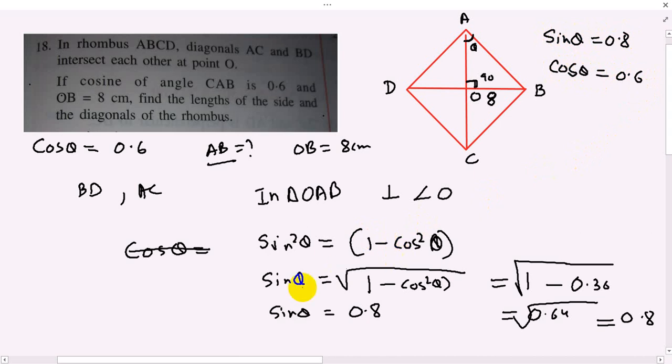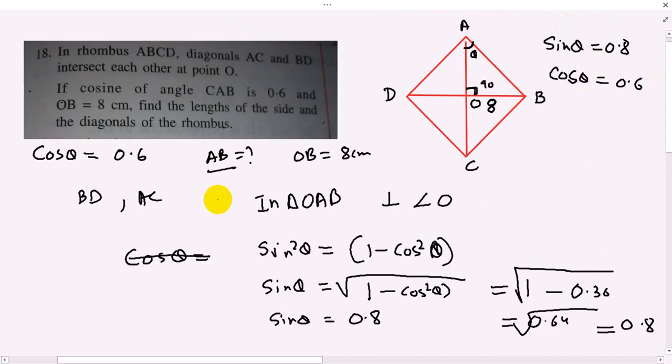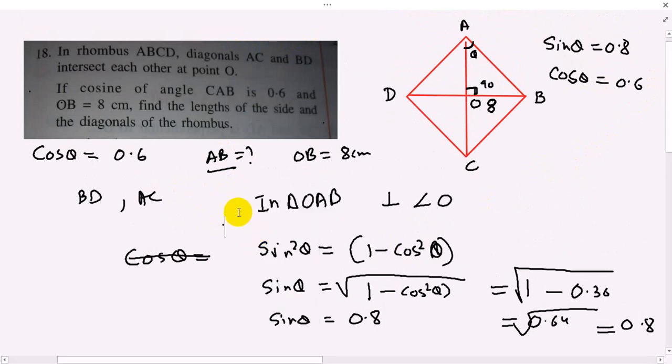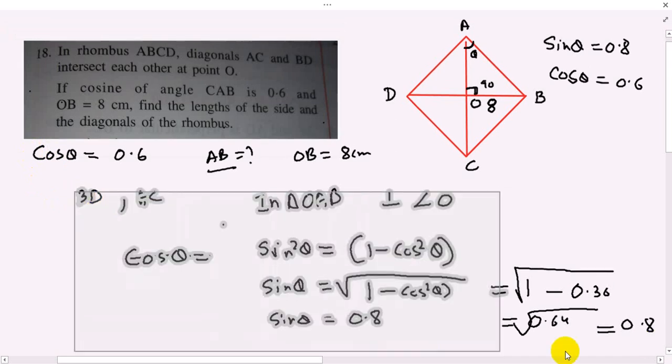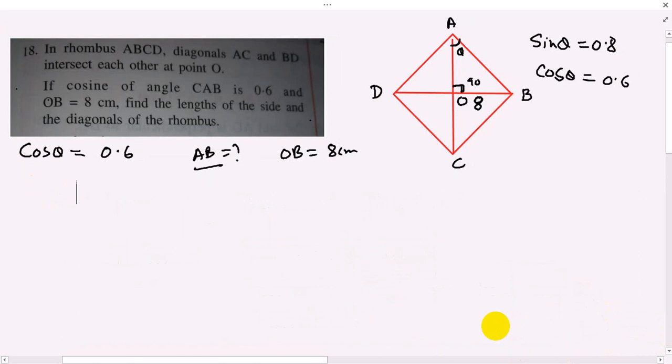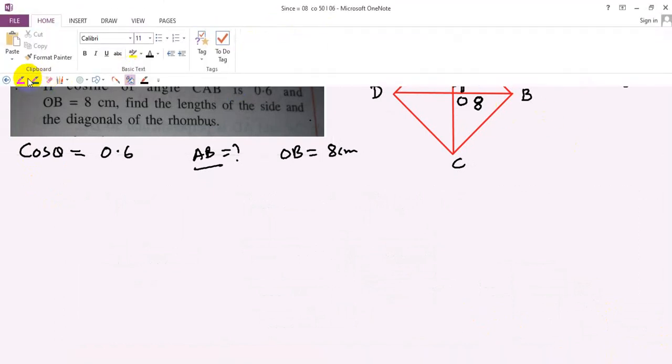Now we apply the formula. Let me clear this. The work there has been done. Okay, now we start the work.